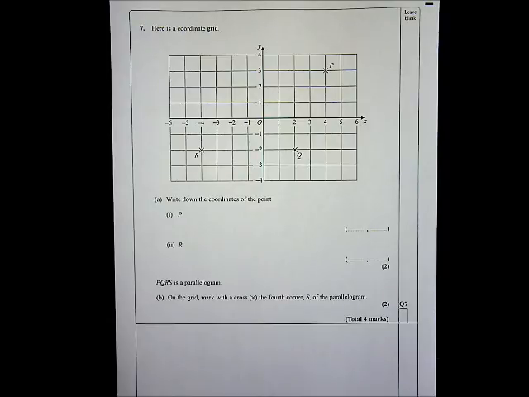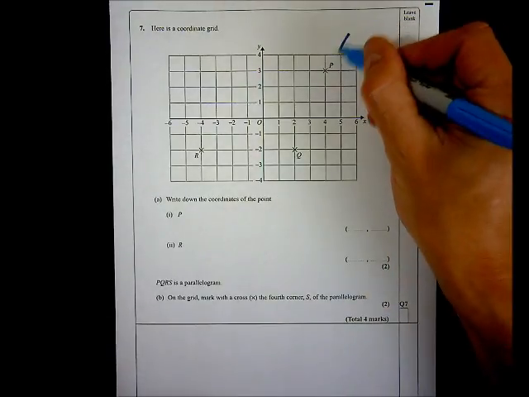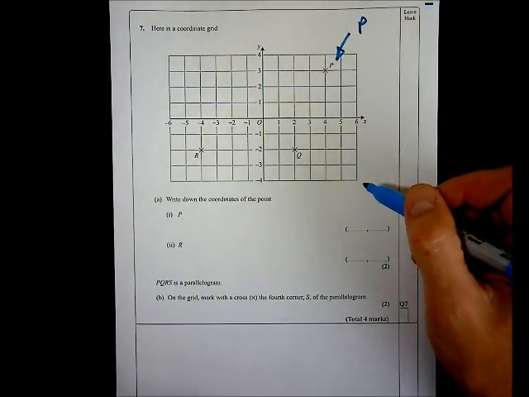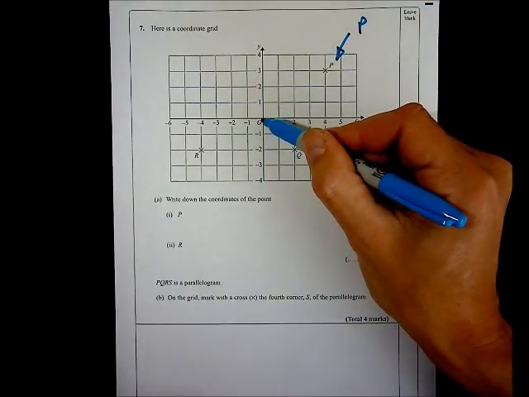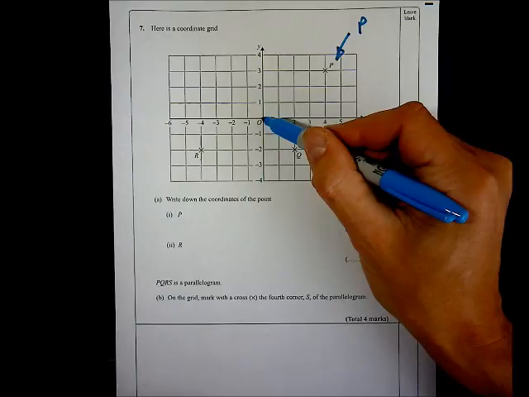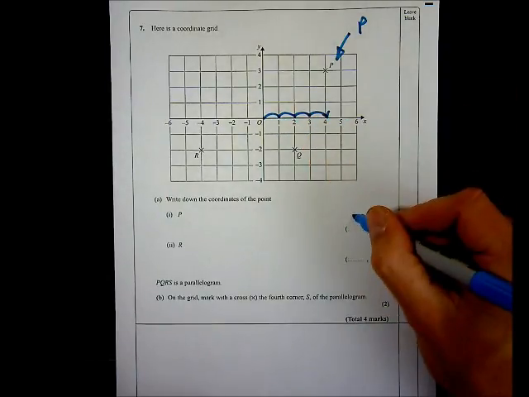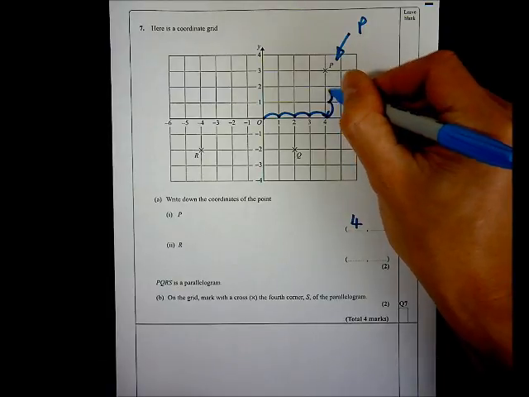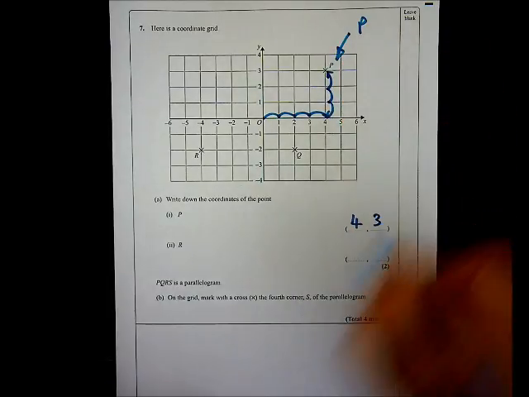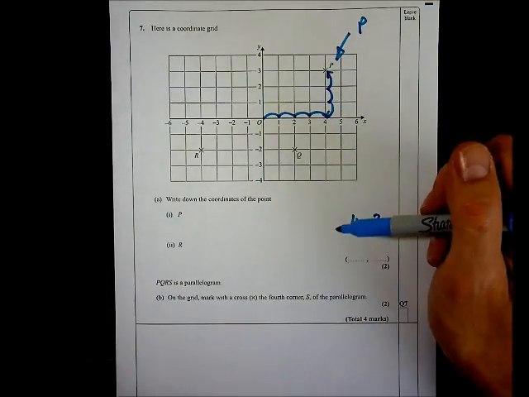On question 7, I'm given a coordinate grid, and I'm told to write down the coordinates of the point P. This is the point P up here. So I'm going to start at the origin and work along the corridor and then up the stairs. So 1, 2, 3, 4 across, so along the corridor 4, and up the stairs 1, 2, 3. And it doesn't hurt to draw arrows on so you can see what you're doing.